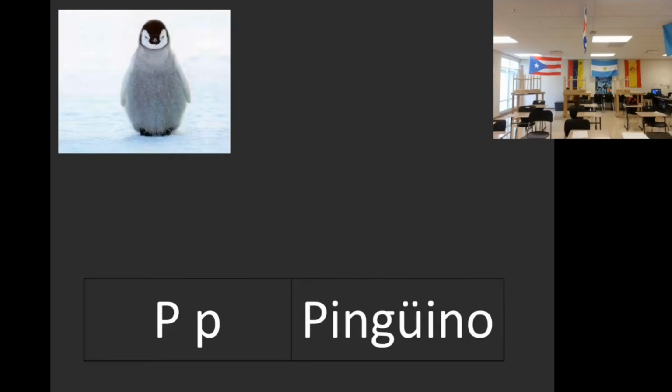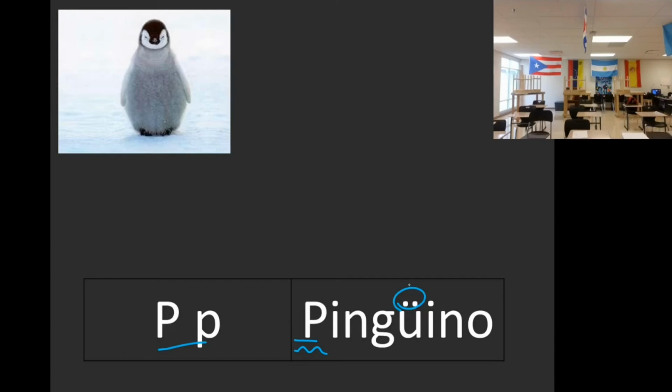All right, next up, everyone, repitan P, and then pingüino. All right, and this is the other diacritical mark that I wanted to talk about. So first things first, the letter P doesn't sound any different in English and Spanish, except that you might kind of soften it up just a little bit, where it would sound kind of like a hard letter B, but it's not quite like a poppy P like we have in English. So once again, everyone repitan P, and then pingüino.